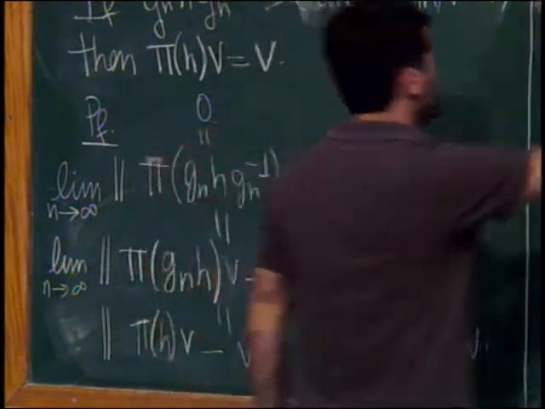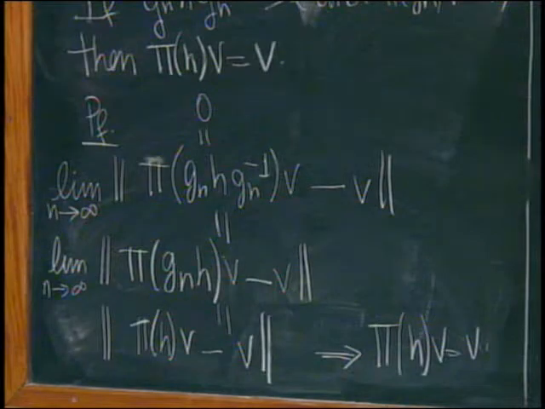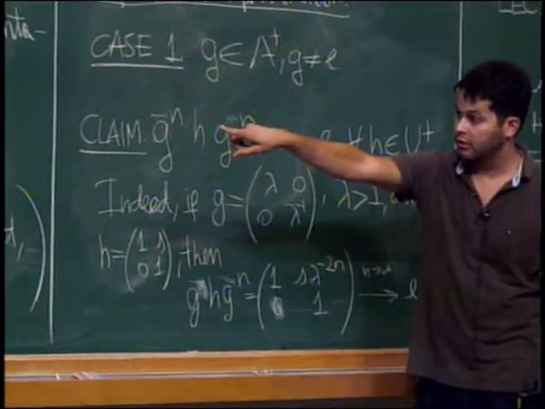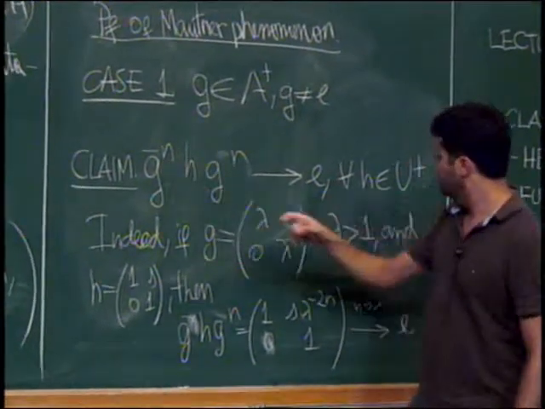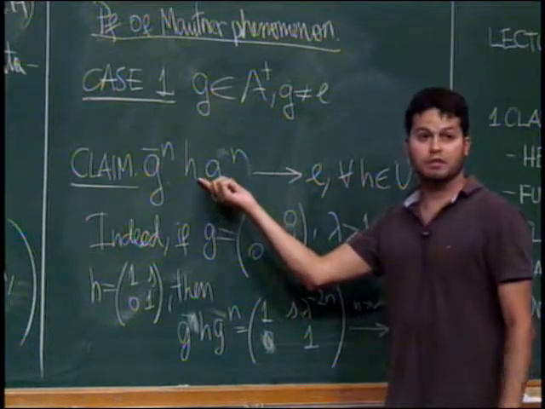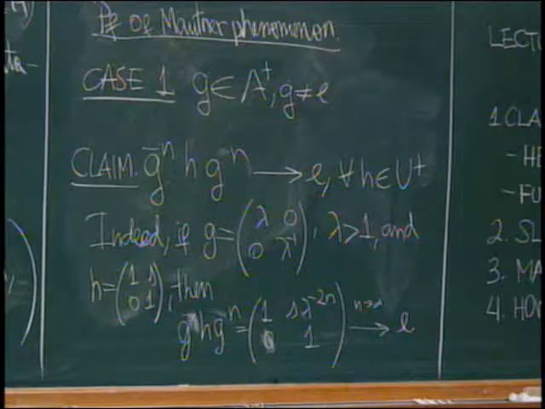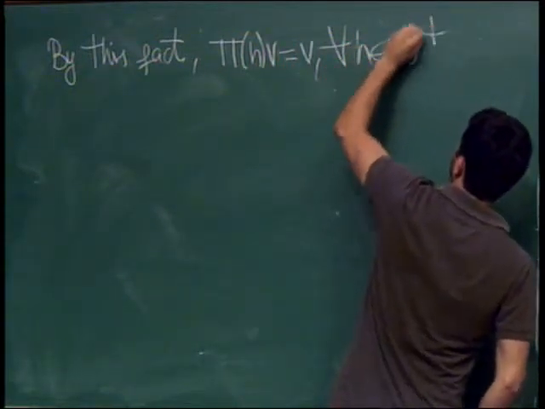Okay? So by this fact, and because G renormalizes H, if we call the G_n in the fact by G to the minus n here and apply that fact, we conclude, because we are assuming that pi of G fixes V, that pi of H also fixes V. So by the fact, pi of H of V is equal to V for every H in U plus.